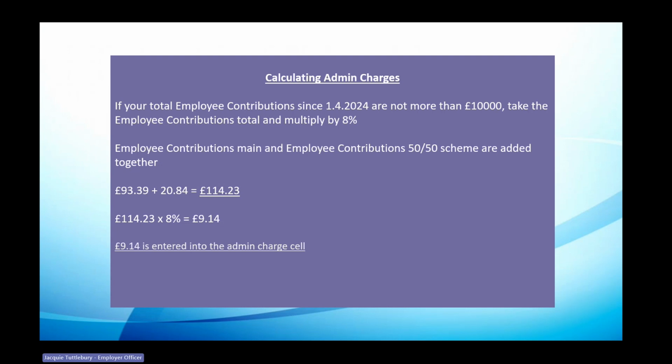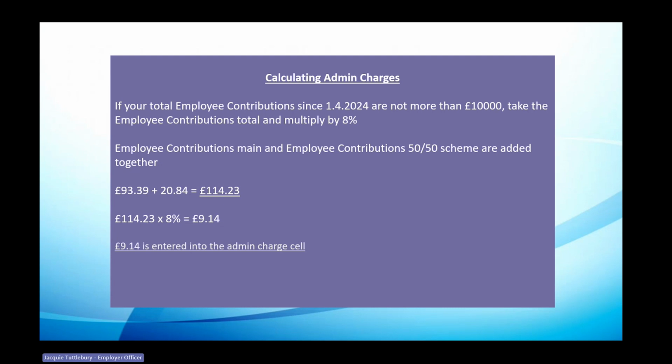So the employee main section contributions and 50/50 scheme are added together. In my example, we've got the main scheme and 50/50 added together, giving me total employee contributions of £114.23, which I've then multiplied by 8%, which gives me £9.14 as the admin charge due for the month in question. So £9.14 is entered into the admin charge cell.